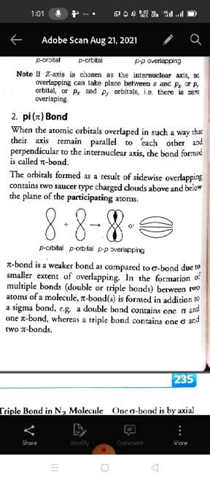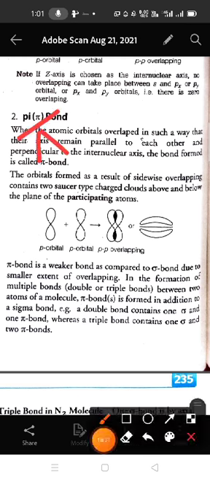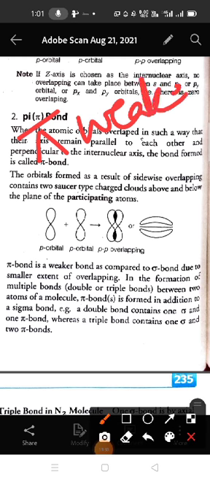Now pi bond is a weaker bond as compared to sigma bond. Pi is weaker than sigma. Now in the formation of multiple bonds between two atoms of the molecule, a pi bond is formed in addition to a sigma bond, and a double bond contains one sigma and one pi.